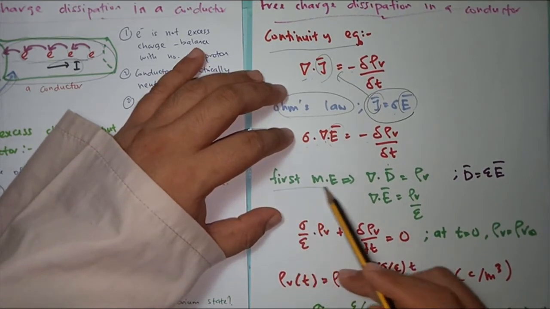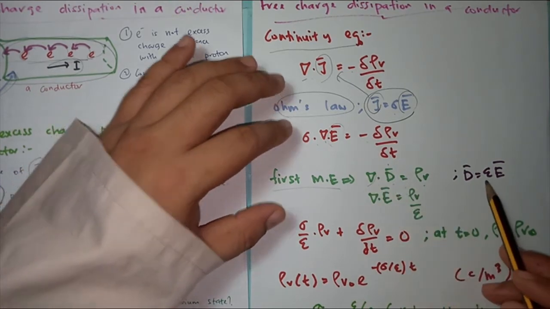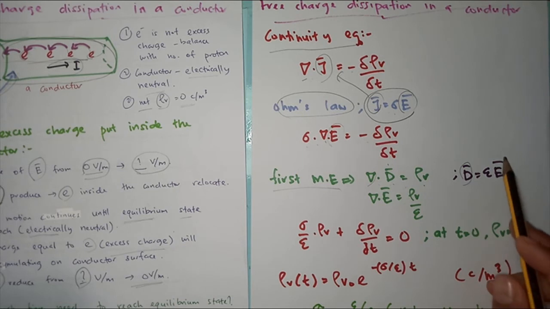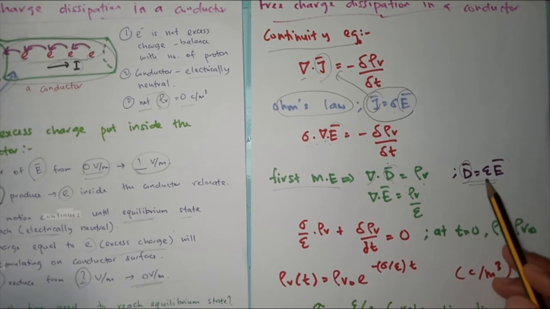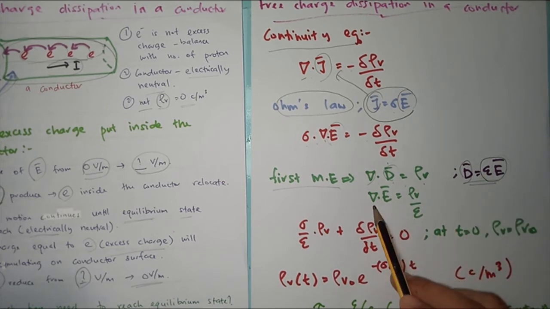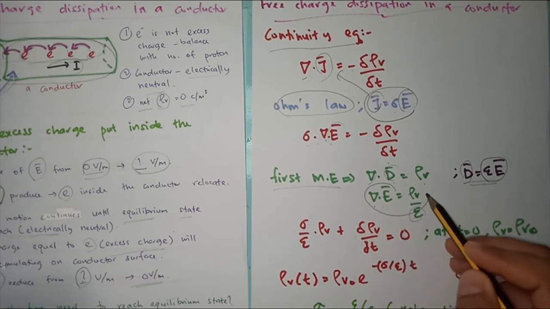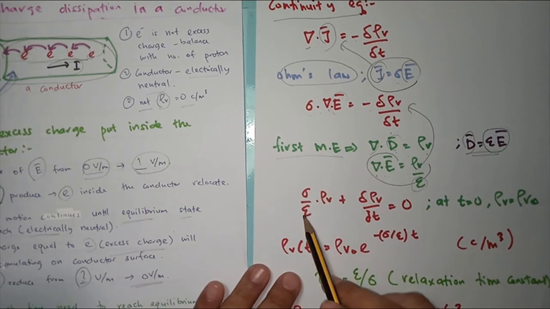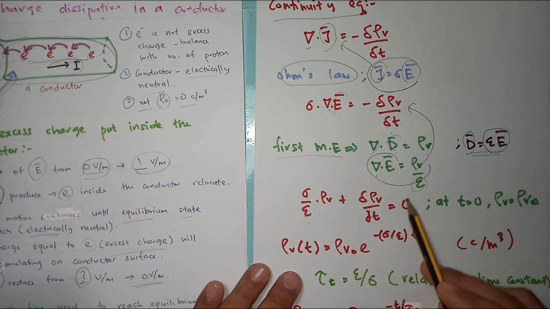By referring to the first Maxwell equation, we have del dot vector D is equal to rho v, and at the same time the relationship between the vector D, the electric flux density, and the electric field intensity is given by this expression. If we replace vector D with epsilon vector E, then we will have del dot vector E is equal to rho v divided by epsilon. If we replace this expression inside the expression that we had just now, then we will have sigma divided by epsilon times rho v plus del rho v divided by del t is equal to 0.